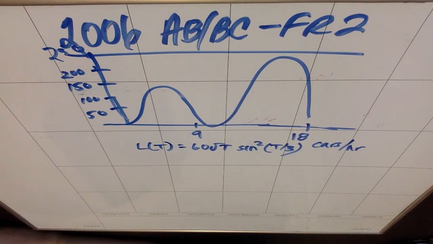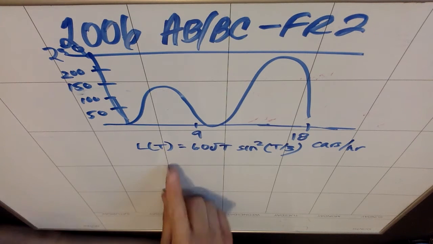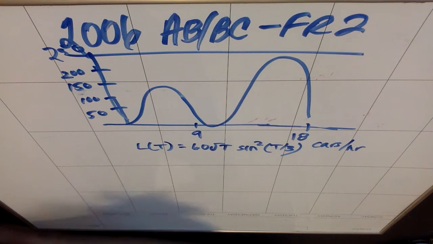All right, let's do a little more AP review. This is 2006 AB/BC free response 2. It is a calculator problem. So, at an intersection in Thomasville, Oregon, cars turn left at a rate of L of t equals 60 square root of t sine squared of the quantity t over 3 cars per hour.